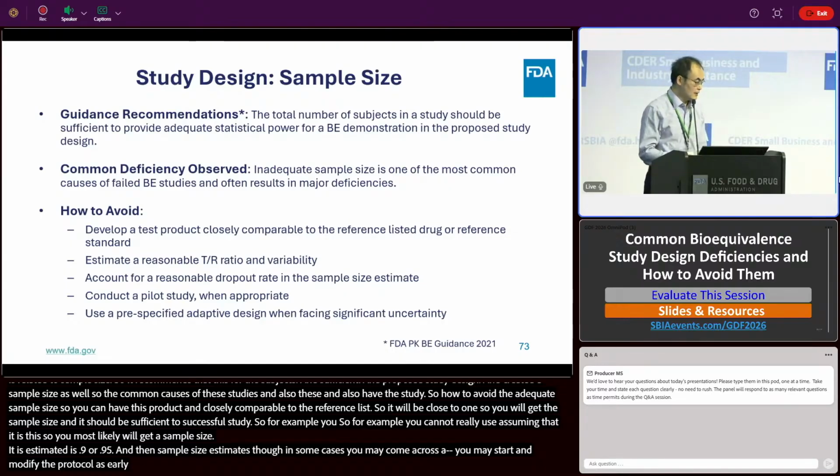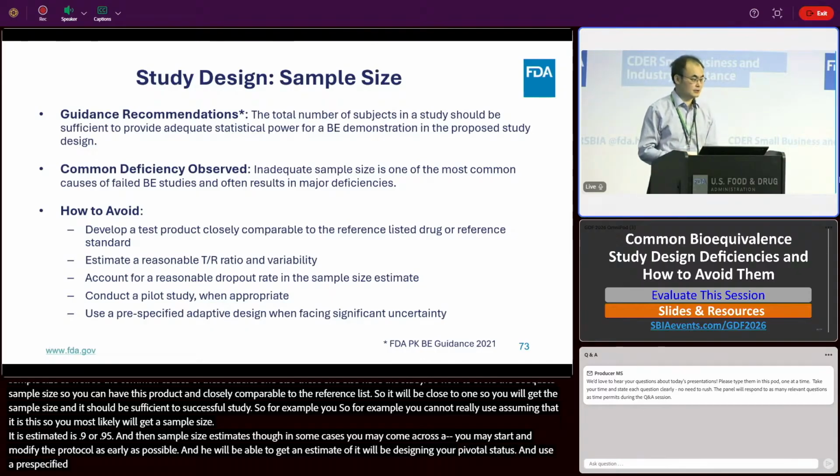The fourth one is to conduct a pilot study when appropriate. In this pilot study, you should be able to get a good estimate of the T/R ratio and also the variability. It will help you to design your pivotal study. The last one is to use a pre-specified adaptive design when facing significant uncertainties.